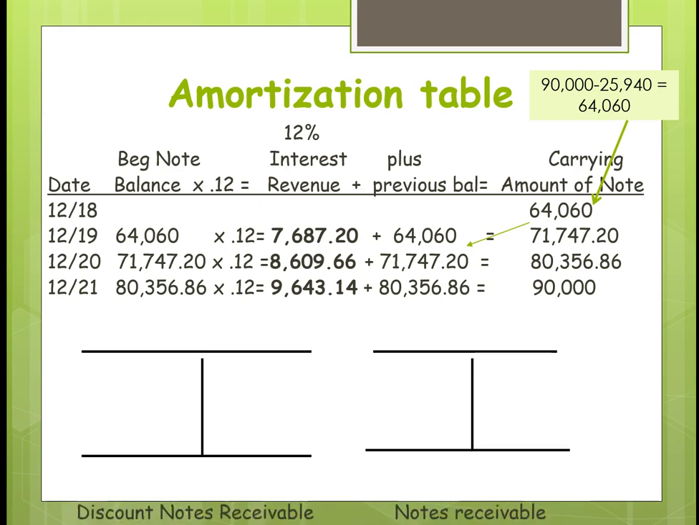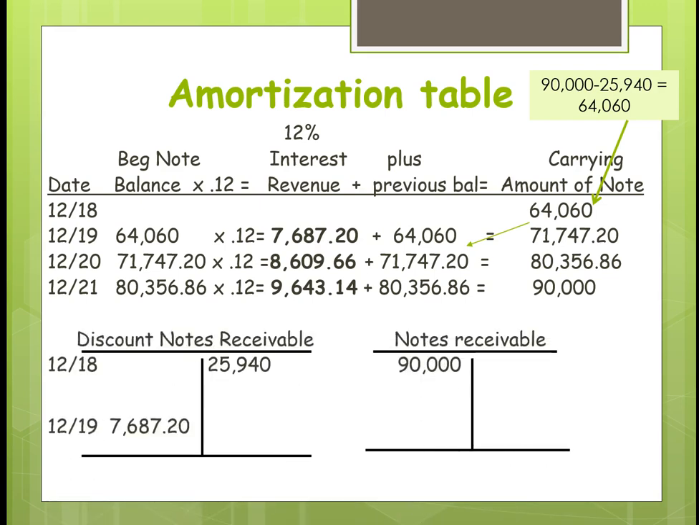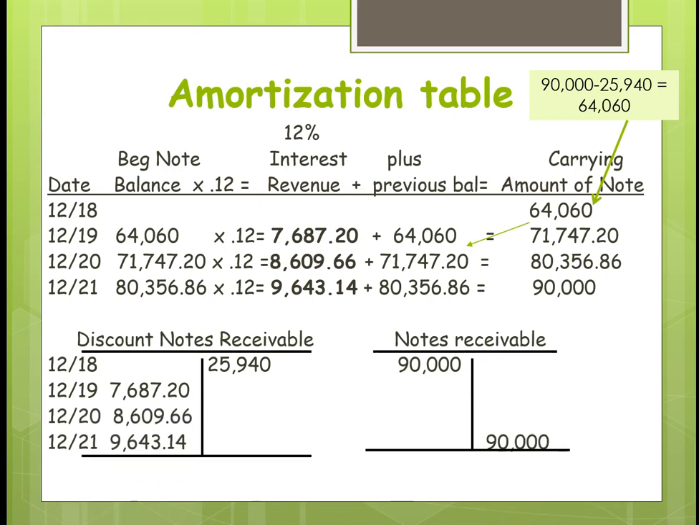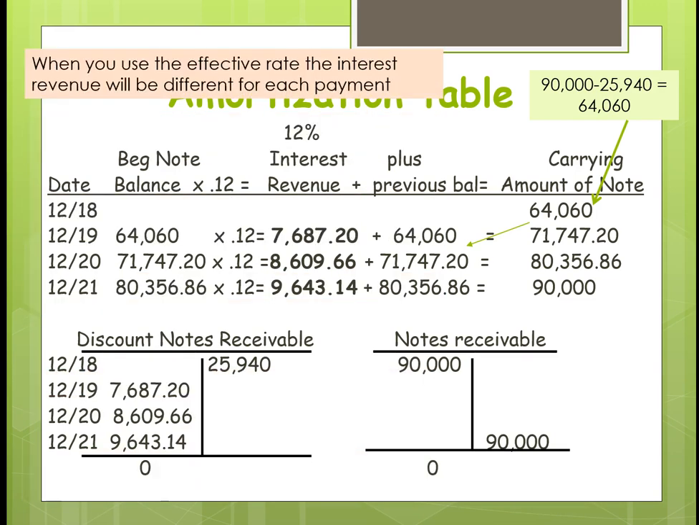Now, what would that look like on our T accounts? As you can see, it zeroes them out in the end, which is exactly what we want to do. And remember, with the effective rate, the interest revenue is going to be different on each payment because we're always going to take it times the net book value at the time we do the calculation.